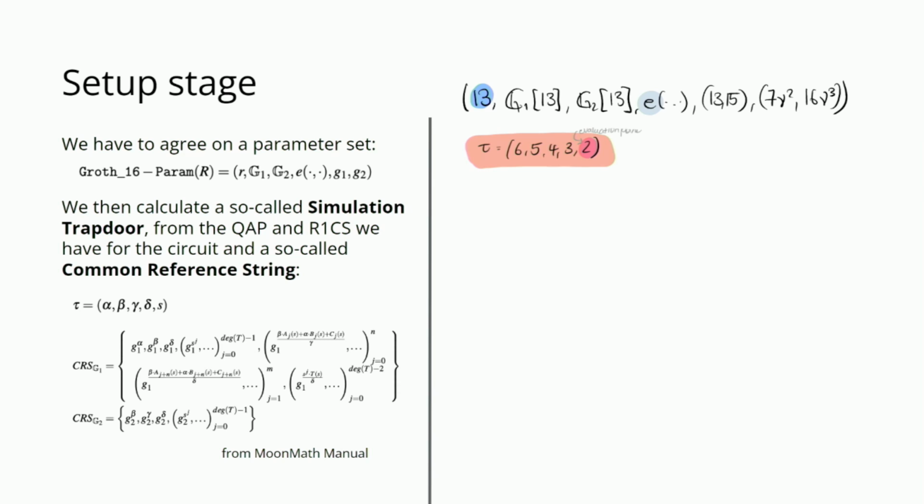If somebody has that for your Groth16 setup, then they can just generate proofs without having actual correct witnesses for their statement.